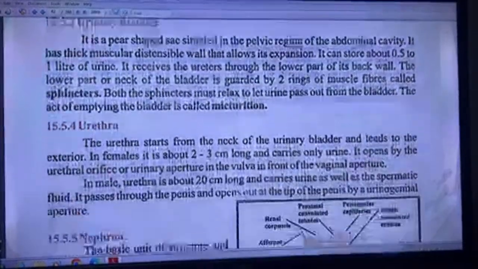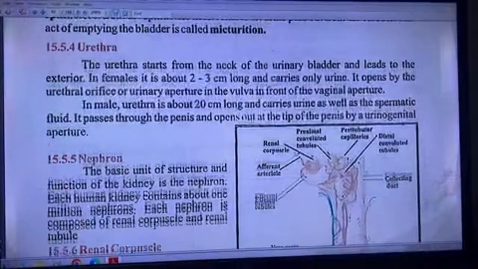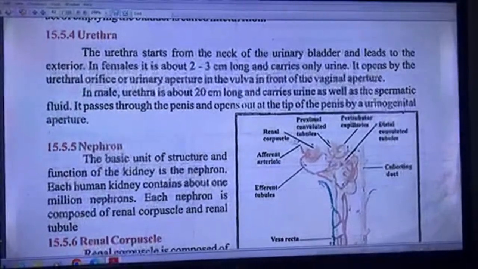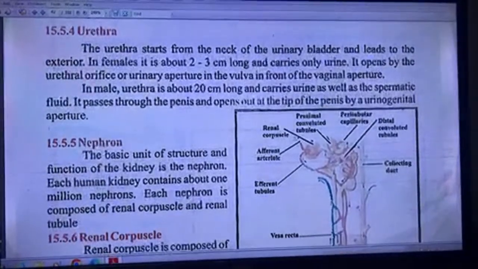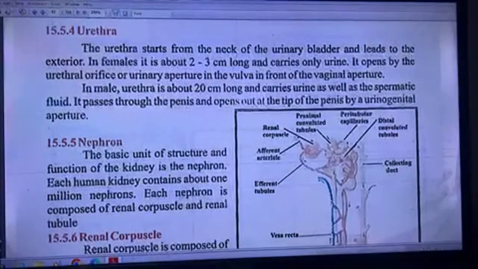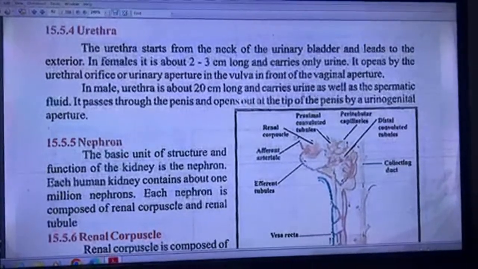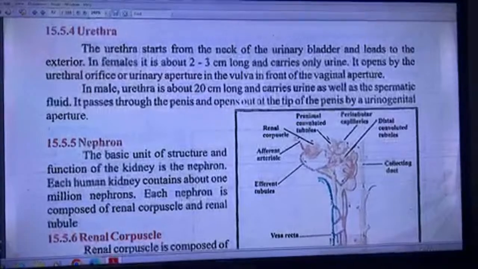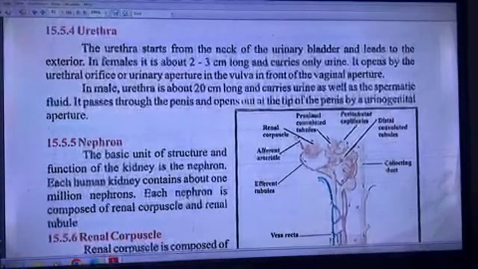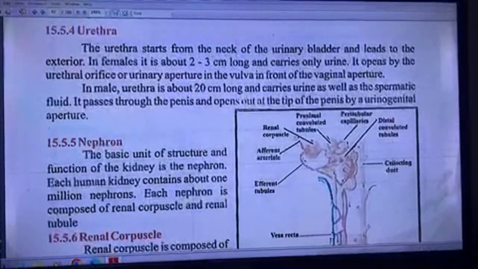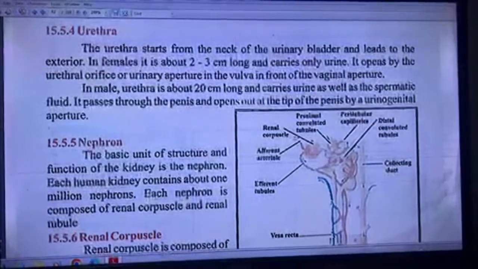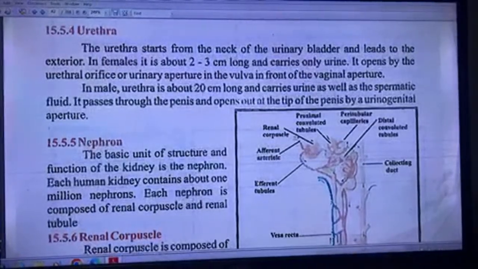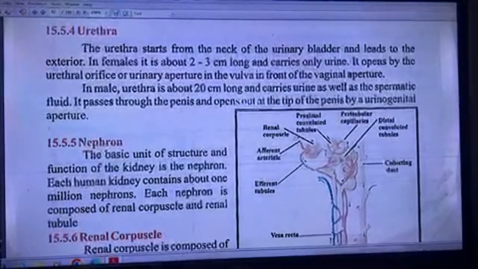Urethra. The urethra starts from the neck of the urinary bladder and leads to the exterior. In females, it is about 2 to 3 centimeters long and carries only urine. It opens by urethral orifice or urinary aperture in the vulva in front of the vaginal aperture.